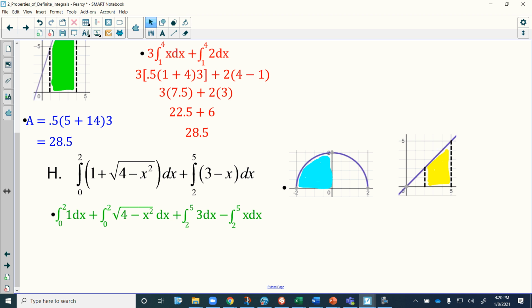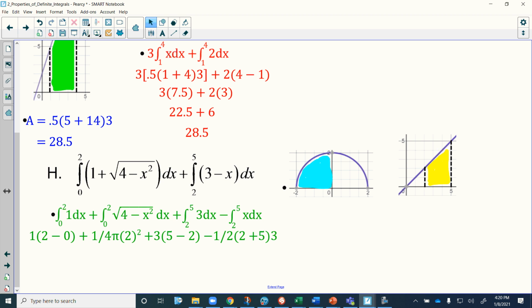So we're going to break up the interval from 0 to 2 into two separate integrations, one for the constant of 1 and one for the radical expression square root of 4 minus x squared. We'll do the same thing with the second integration from 2 to 5 and go from there. Here I could have combined them from 0 to 5, but I didn't think it was worth the effort of putting the functions as one type of function, so I'm just keeping them separate.